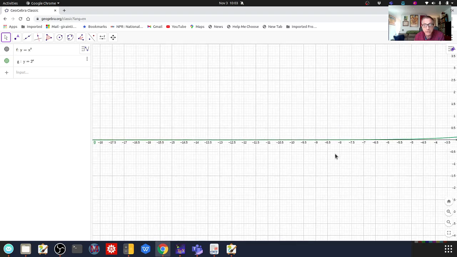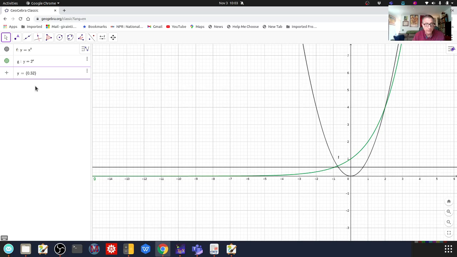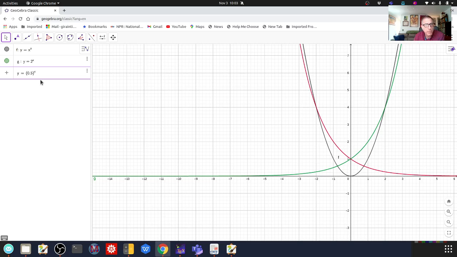It gets closer and closer. And indeed, that's the case. Let's try some other ones. Let's try a different base. Let's do y is equal to 1/2, which I'm going to enter in as 0.5 raised to the x. Now, a is actually less than 1. 0.5 raised to the x.